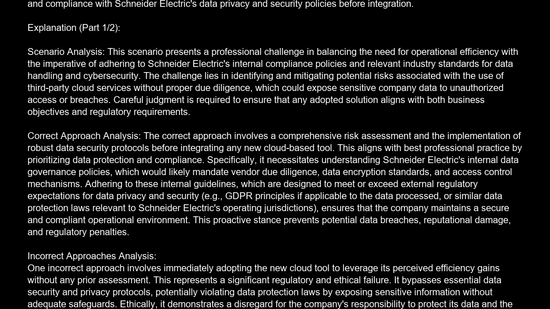Explanation. Scenario analysis. This scenario presents a professional challenge in balancing the need for operational efficiency with the imperative of adhering to Schneider Electric's internal compliance policies and relevant industry standards for data handling and cybersecurity. The challenge lies in identifying and mitigating potential risks associated with the use of third-party cloud services without proper due diligence, which could expose sensitive company data to unauthorized access or breaches. Careful judgment is required to ensure that any adopted solution aligns with both business objectives and regulatory requirements.